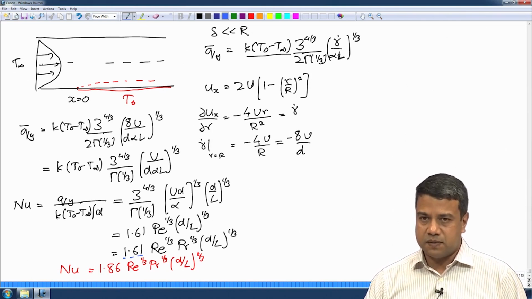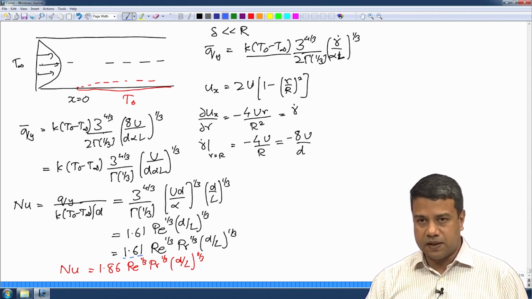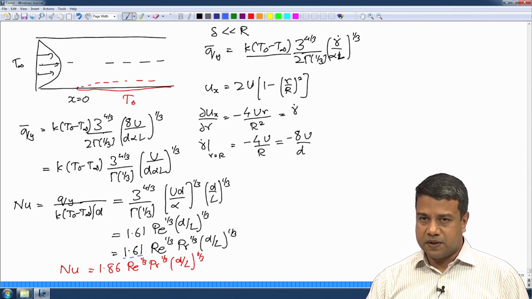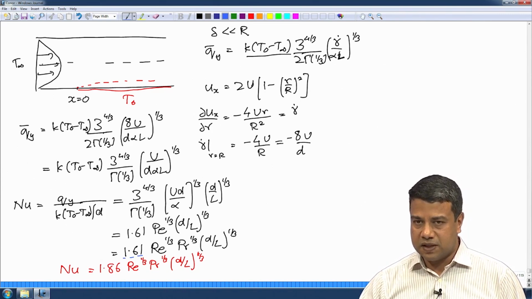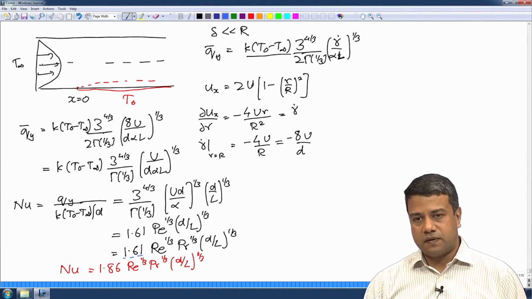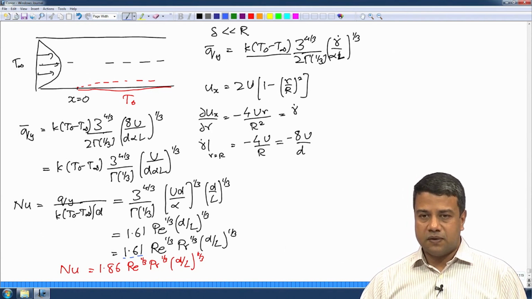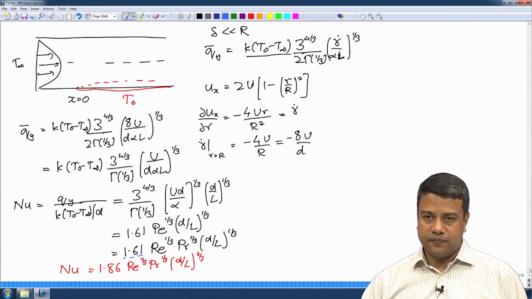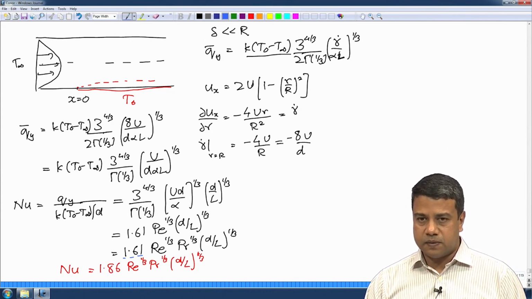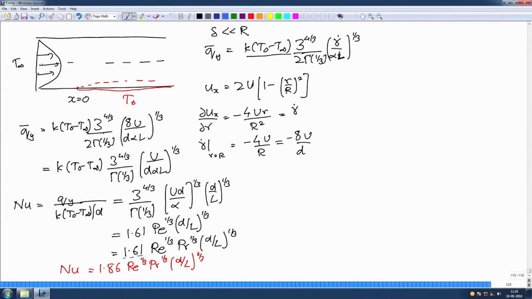1.61, a constant, times Re power 1/3 Pr power 1/3 d by L power 1/3. This is because the heat transfer has to go as the Peclet number power 1/3 based upon the length. The Peclet number power 1/3 based upon the length, and when you write that in terms of the strain rate at the wall and the diameter of the pipe, you get Peclet number power 1/3 times d by L power 1/3. Alternatively, Reynolds number power 1/3, Prandtl number power 1/3 d by L power 1/3. So, I have shown you how to use boundary layer theory in order to get the correlation for the heat transfer in a pipe.